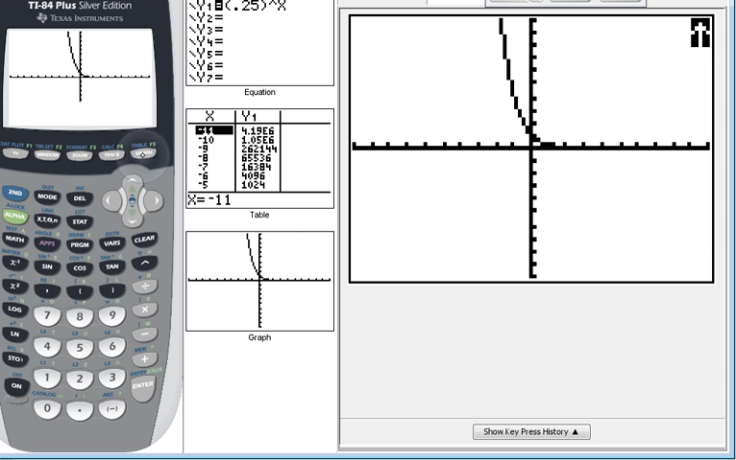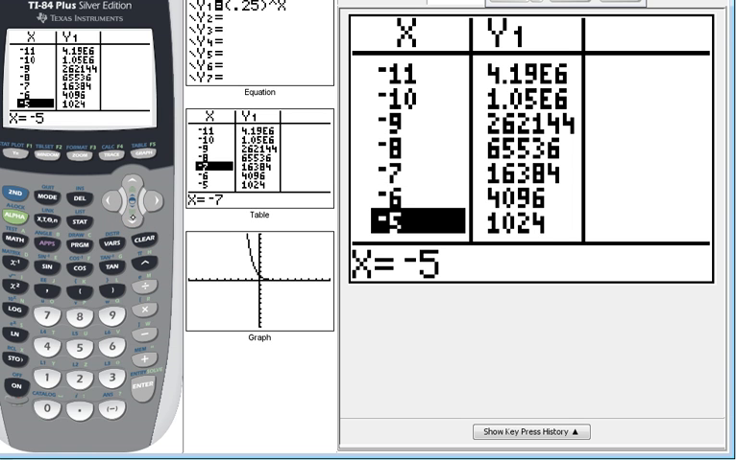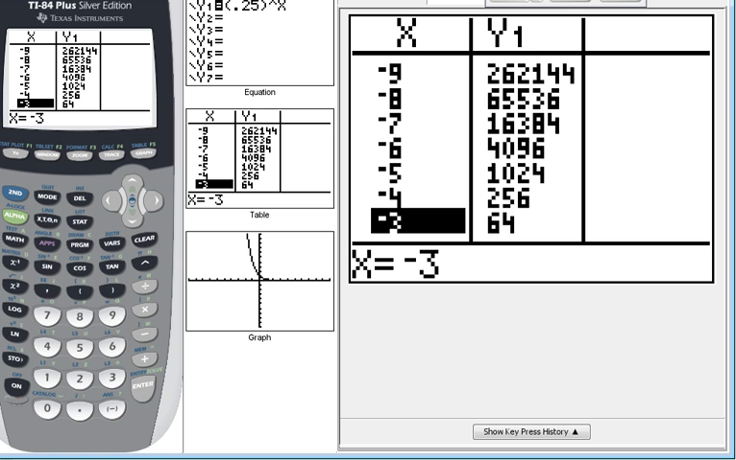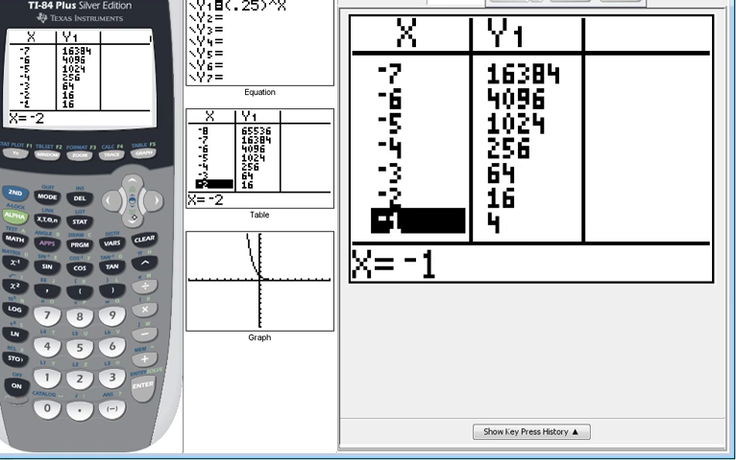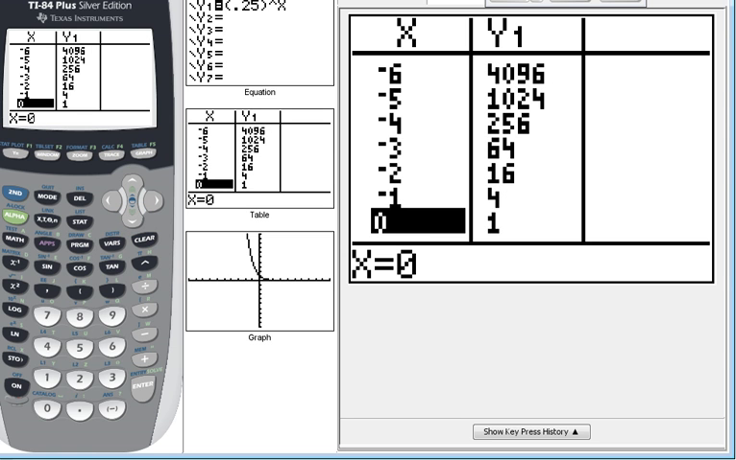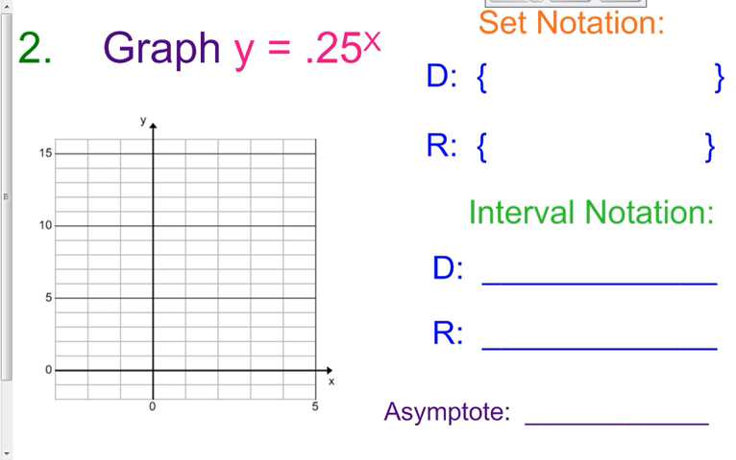So let's plot some convenient points on our graph. Okay, it gets very, very large as you go to the left. As you go right, so -5, -4, -3 is 64, -2 is 16. That's probably going to be the first one we're going to put on our graph. And then at -1, it's at 4, at 0, it's at 1, at 1, it's at 1/4. So these four right here are the ones that we're going to put on our graph. Okay, -2, 16. -1, 4. At 0, it's at 1. And then at 1, it's at 0.25.